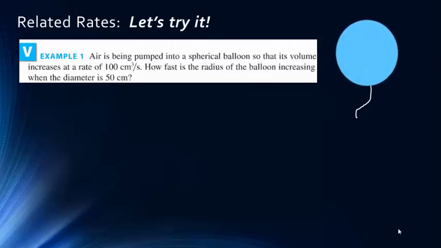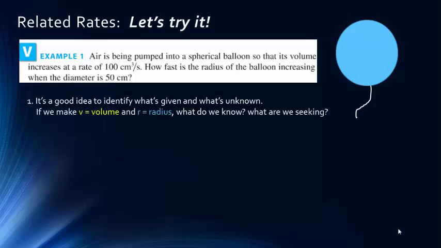Air is being pumped into a spherical balloon so that its volume increases at a rate of 100 cubic centimeters per second. How fast is the radius of the balloon increasing when the diameter is 50 centimeters? Okay, so it's a good idea to identify what's given and what's unknown. Go through the problem and figure out what we are looking for and what we know. In this problem, if we make V volume and R radius, what do we know and what are we seeking?